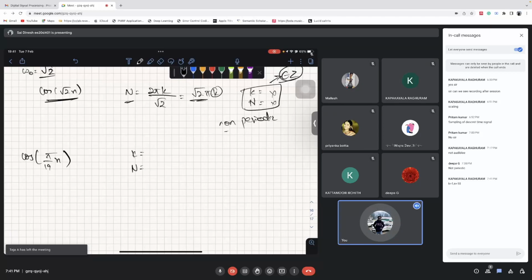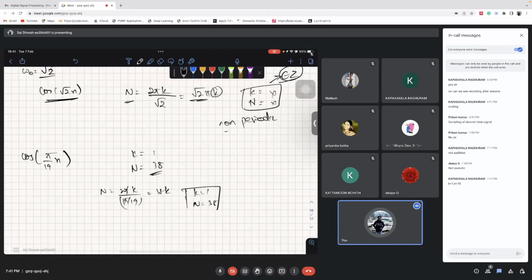Yes, k equal to 1, n equal to 38. It's actually k equal to 1 and n equal to 38. If you say n equal to 2 pi k by pi by 19, so n equals 19 times 2k. If you put k equal to 1, n equal to 38. So n equal to 38 is the period of the signal. So k equal to 1 and n equal to 38 is the right answer.